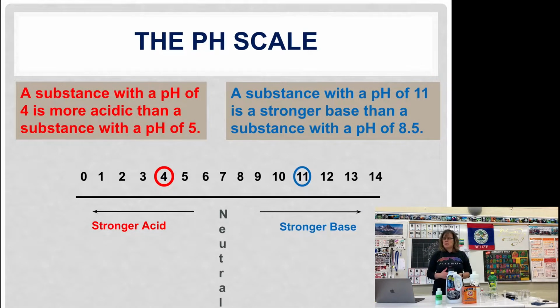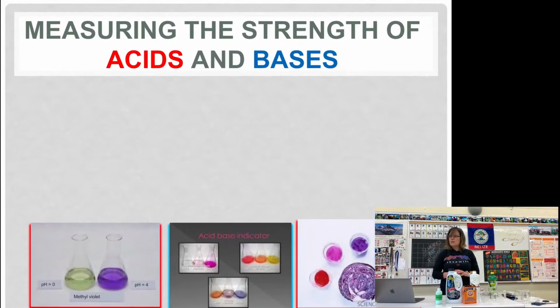So a substance with a pH of 4 is more acidic than a substance of pH of 5. And remember, it's 10 times more, and a substance of pH of 11 is a stronger base than a substance with a pH of 8.5. So there we have it. You can take a look at that scale. So measuring the strengths of acids and bases is the next thing that we're going to talk about, and I'm going to show you a little bit of how we're going to do that today in the lab.